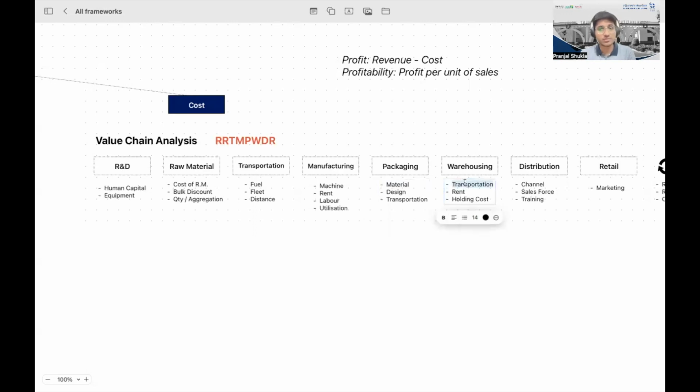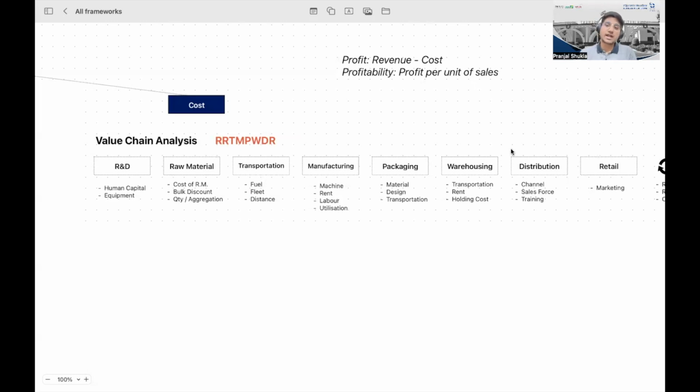So again, transportation is important, rent is important, and holding cost is important. So if it is a cold storage, then holding cost is something that would be very significant. So warehousing is also very important for an e-commerce company. So Amazon and Flipkarts of the world have very big fulfillment centers. So warehousing costs are also very significant.